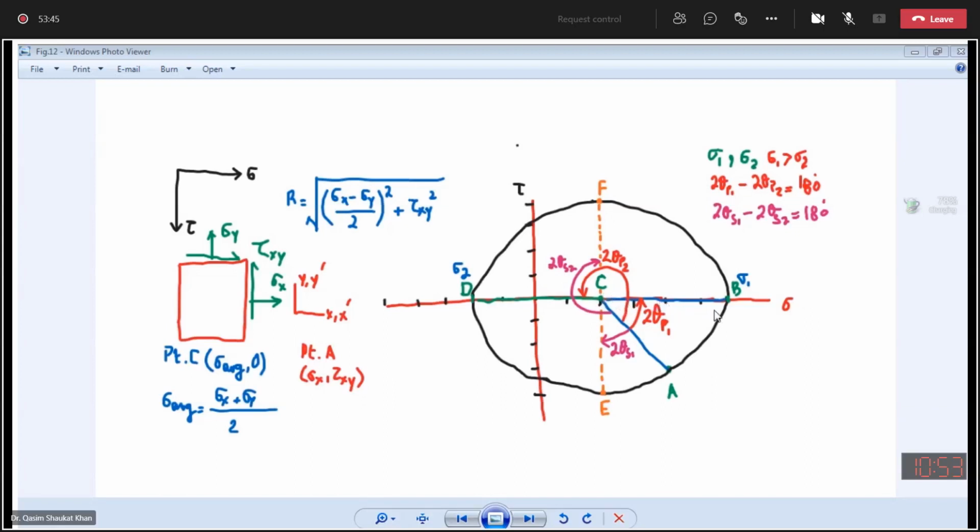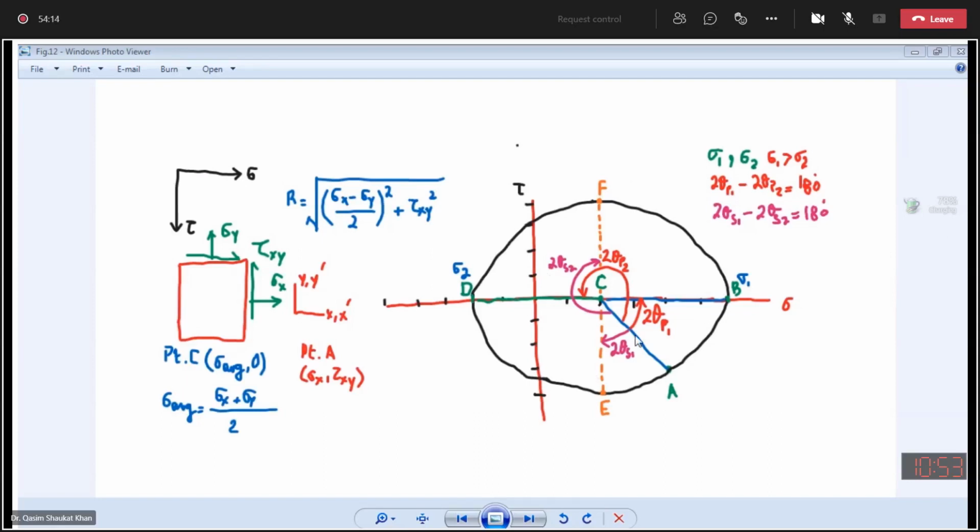And where it bisects the Mohr circle, that will be your point of interest. You can then simply find the coordinates from here, sigma x and shear stress, and you can get the coordinate of any point. Okay? Any point. That point is called point P. Any arbitrary point P. Is this point clear?